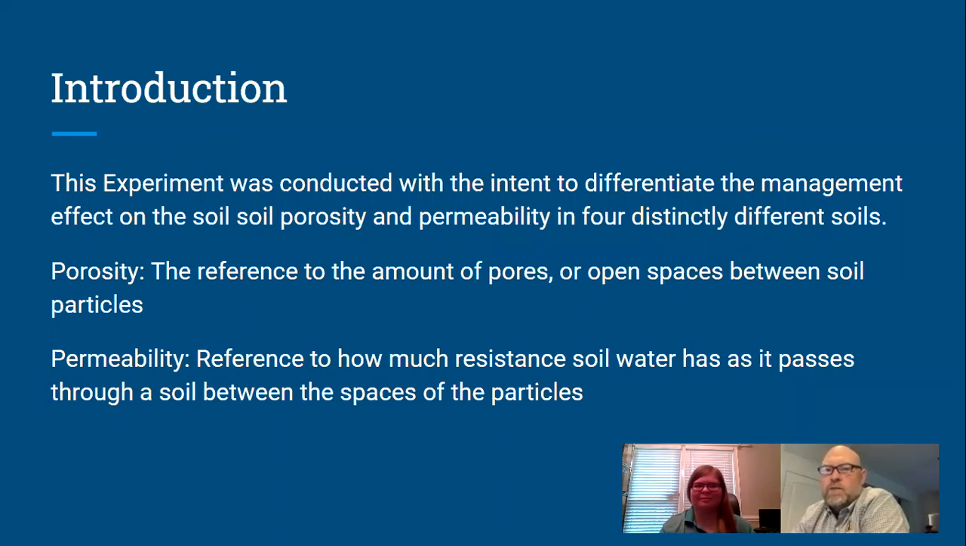Introduction. This experiment was conducted with the intent to differentiate the management effects on the soil porosity and the permeability in four distinct soils. Porosity is the amount of pores or open spaces between soil particles, and permeability is how much resistance soil water has as it passes through the spaces in the soil.